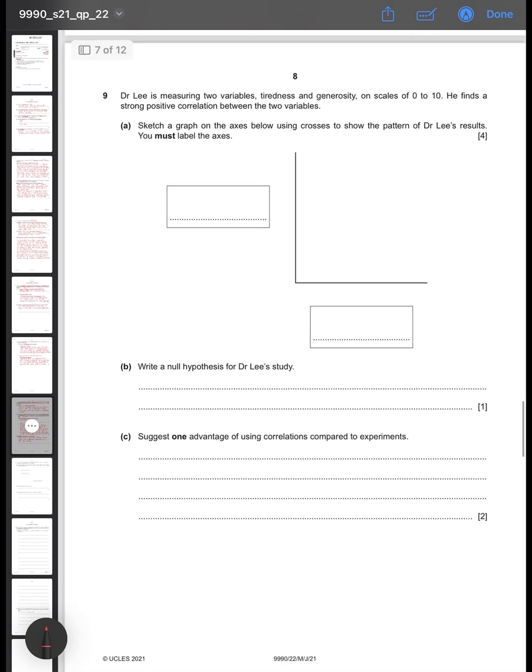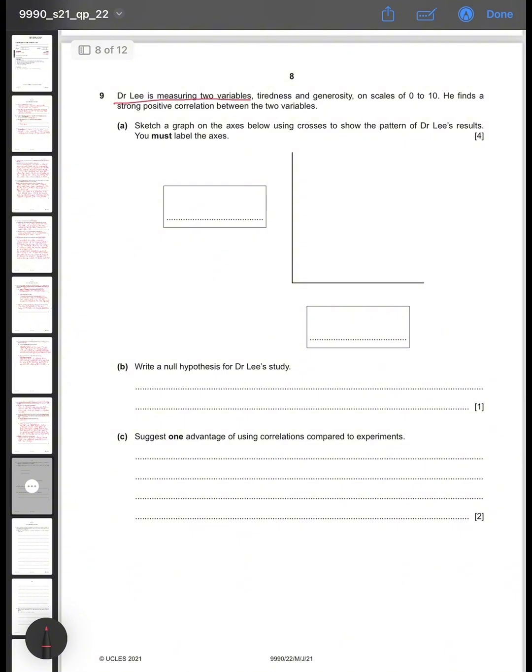Now question number 9 says Dr. Lee is measuring two variables, tiredness and generosity, on a scale of 0 to 10. He finds a strong positive correlation between the two variables. So there is a strong positive correlation. This whole word is important. A strong positive correlation. Now sketch a graph on the axis below using crosses to show the patterns of Dr. Lee's results. You must label the axis.